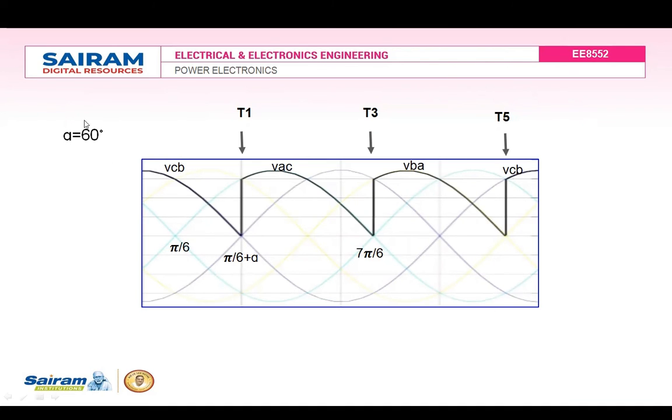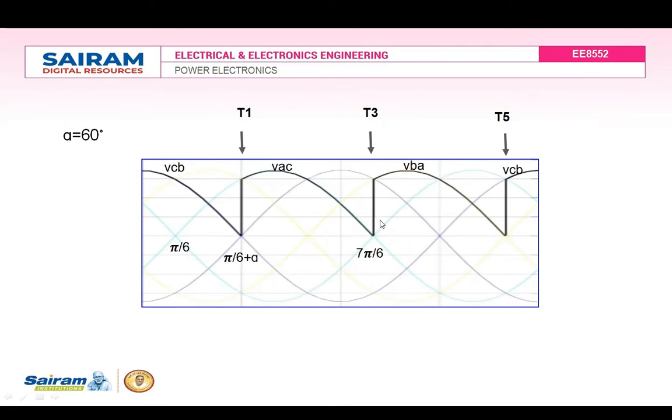Now, this is the waveform for alpha equal to 60 degree. For alpha equal to 60 degree, we have to take alpha from this natural point of triggering. You have to measure 60 degree from this point. So 5 pi by 6 plus alpha will be here. At this point, T1 will be triggered. When T1 is triggered, T1 will conduct along with D2. So T1 and D2 will conduct. So the output voltage will follow the VAC waveform until T3 is triggered.